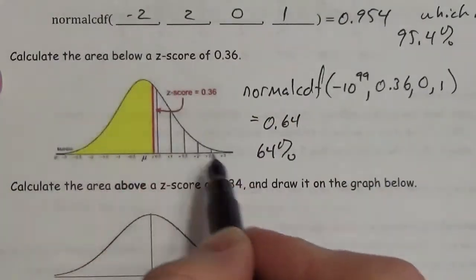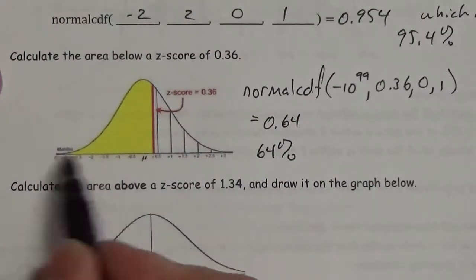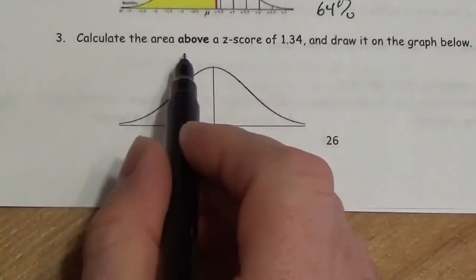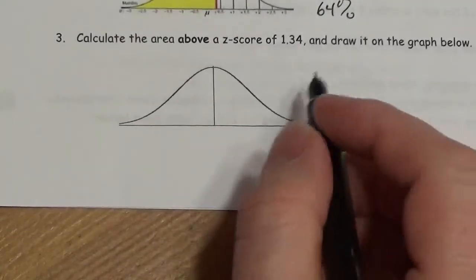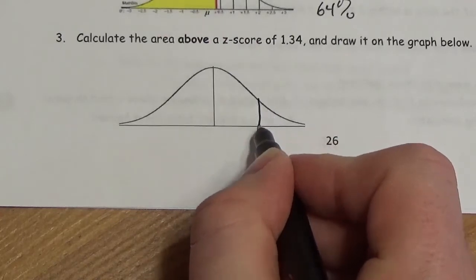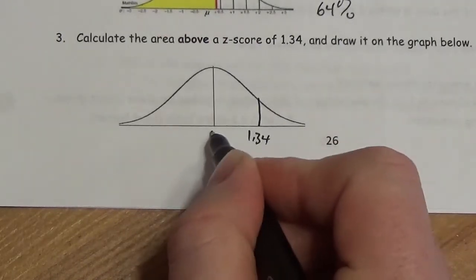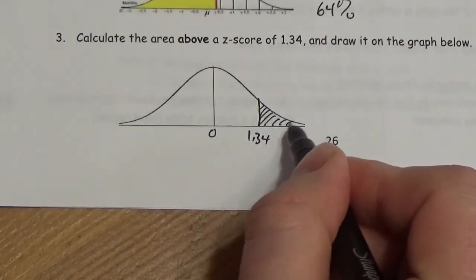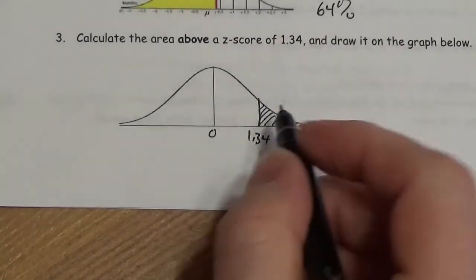The total area under this curve would be 1. This is just 0.64. Okay, here the question says calculate the area above a Z-score of 1.34. Now 1.34 is going to be somewhere out here, because remember, the mean is 0. So I'm looking for that area right there. So there is no upper bound.